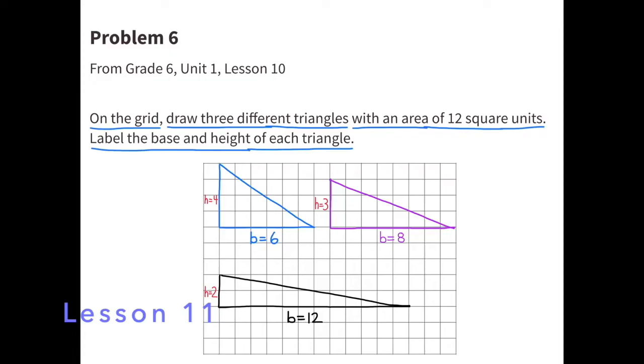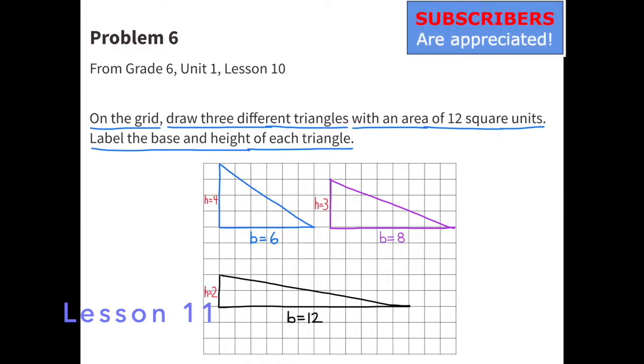The second one has a base of 8 and a height of 3. Half of 8 is 4, and 4 times 3 is 12. And the third triangle has a base of 12 and a height of 2. Half of 12 is 6. 6 times 2 is 12. All 3 of these triangles have an area of 12 square units.